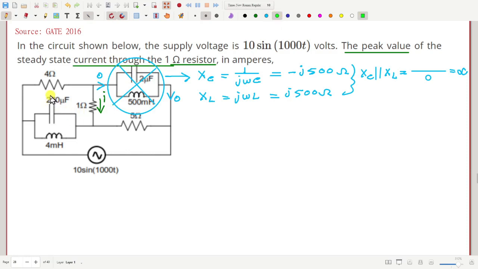Now let us simplify this part. This part also has infinite. XC parallel XL comes as something divided by 0, that is infinite. So that means through this path also no current will flow. Okay. So this voltage source is 10 sine 1000 t, so how much will be I?